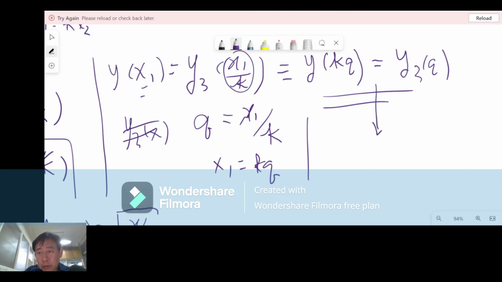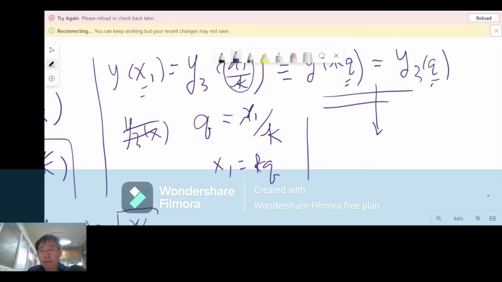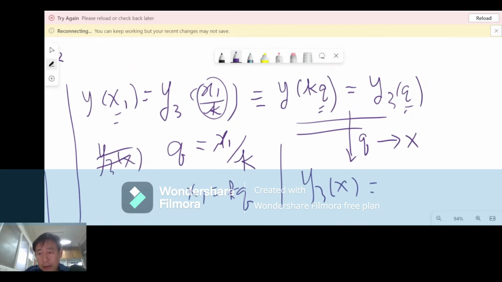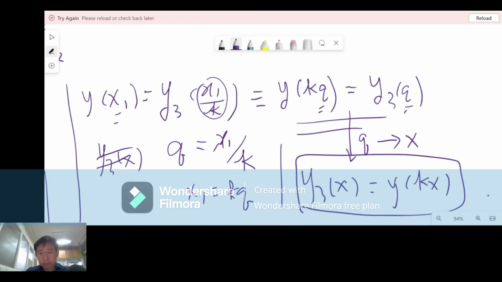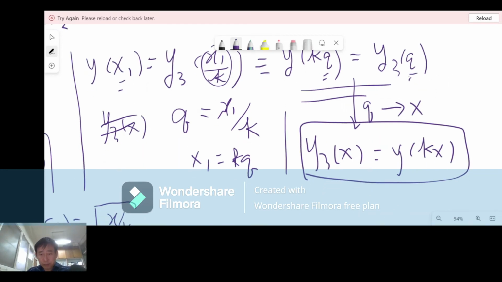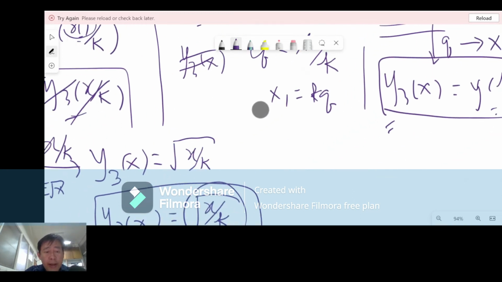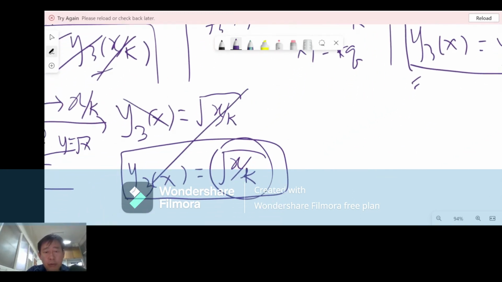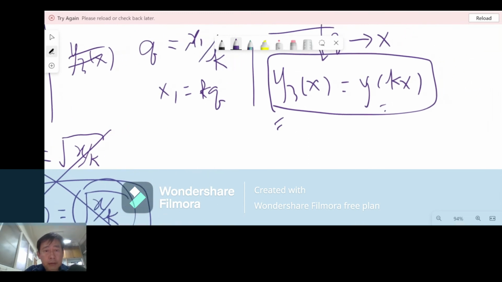So next I want to revert the symbol q back to x. So in y3, I'll replace q again by x. Then the y of kq is then kx. So that is a relationship that relates the function of y3 to y. I think that is a more correct version than the one that I derived here. So this is wrong working, so please forget about it.